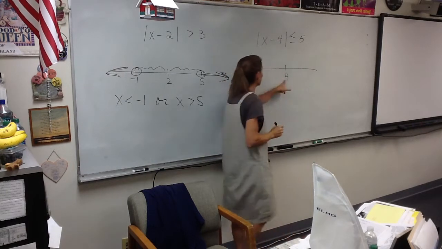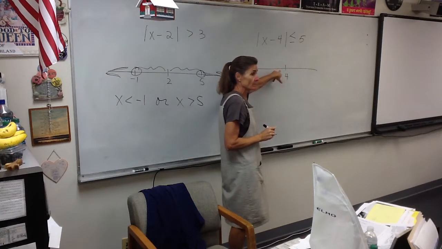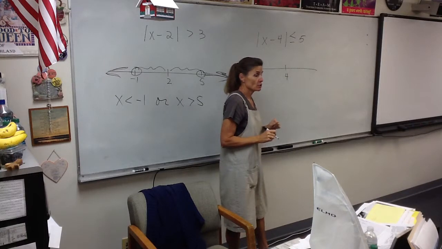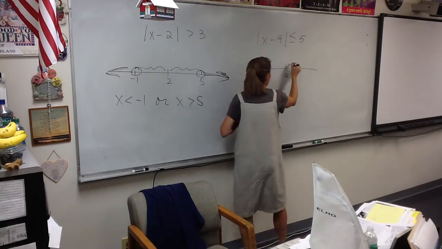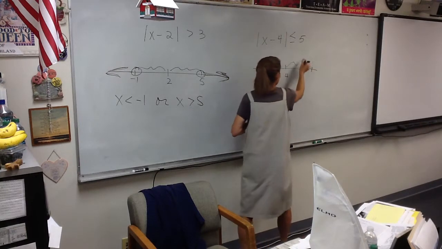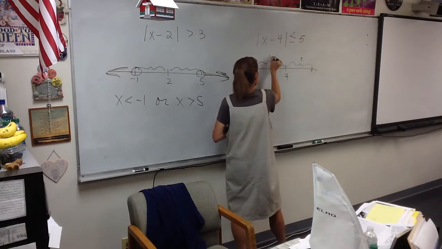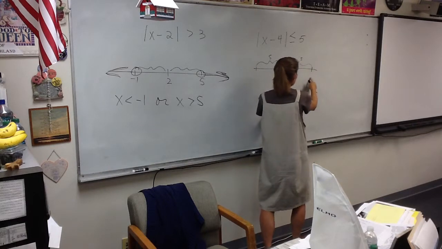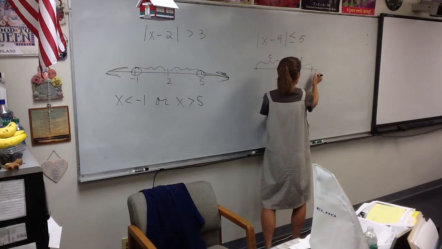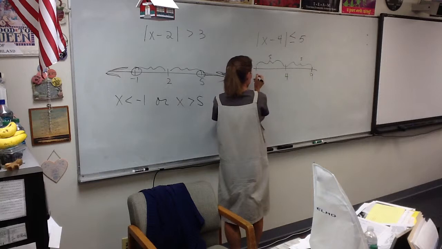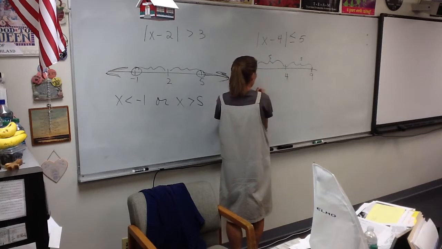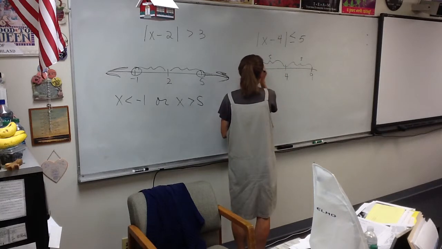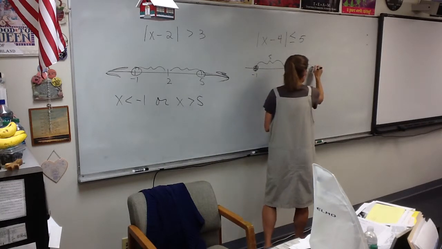Okay, it says the distance between something and 4. So notice I'm going to put 4 on my number line. The distance has to be less than 5. So I count out 5 this way and back 5 this way, right? So what will be those boundaries? If I go 5 this way, I would be at 9. And if I go 5 this way, I would be at -1. Now, there's an or equal to this time, so I'm going to have solid dots at those two numbers.